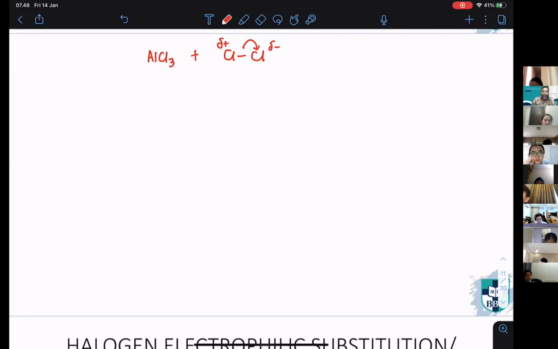The delta negative will be attracted towards the AlCl3, and you will get AlCl4 minus. That's why they are called halogen carriers. And then you have Cl plus. So this is going to be your electrophile.